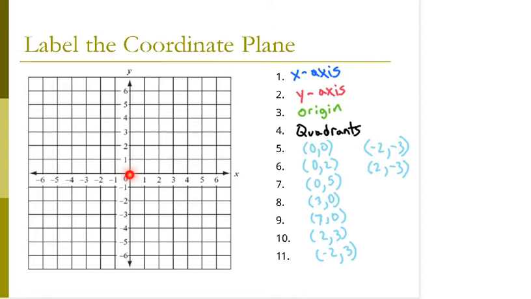Now let's look at what exactly are quadrants. If we look at the word quadrant, it starts out with quad. Quad means 4, just like how a quadrilateral has 4 sides. If you notice, by drawing the x and y axis, we have actually separated the whole coordinate plane into 1, 2, 3, 4 corners. These 4 corners are called quadrants.